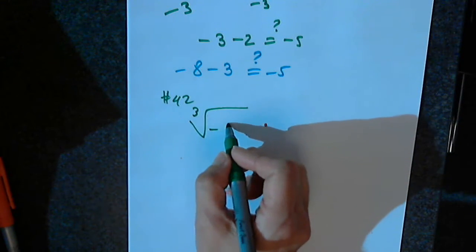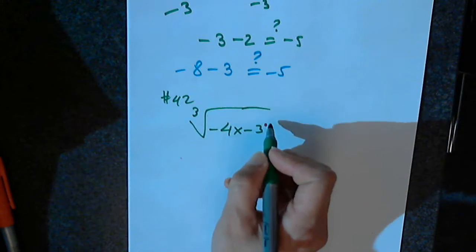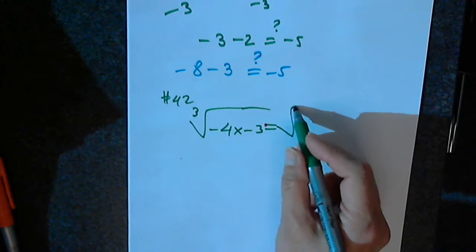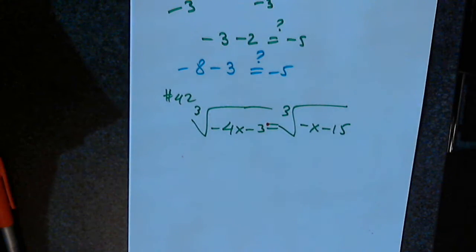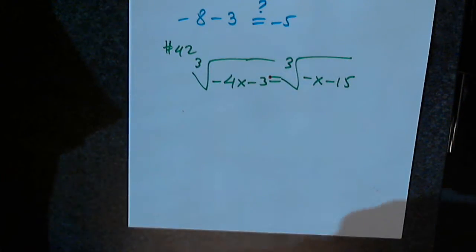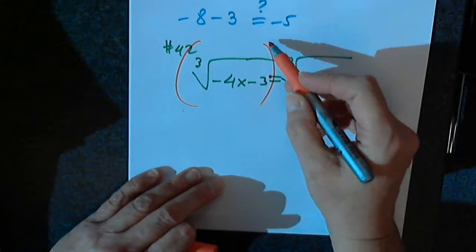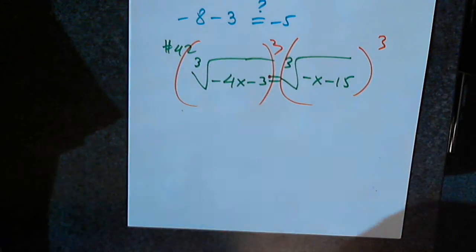The cube root of negative 4x minus 3 equals the cube root of negative x minus 15. It's completely cleaned up. There are no attachments. The radicals are 2, but they are split, one on one side and one on the other. I'm ready to do what? Right, because we want to eliminate the power 1/3 with the cube.